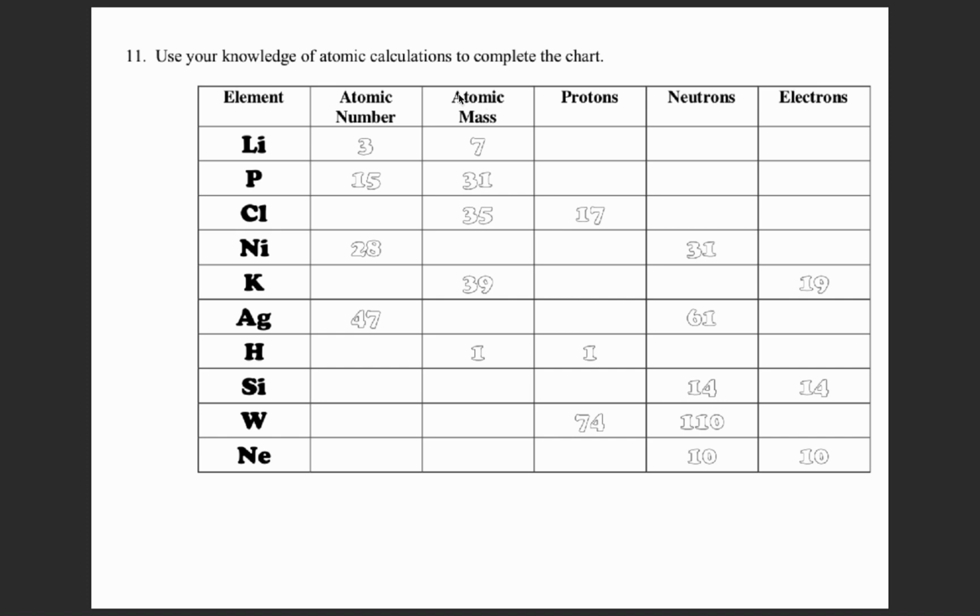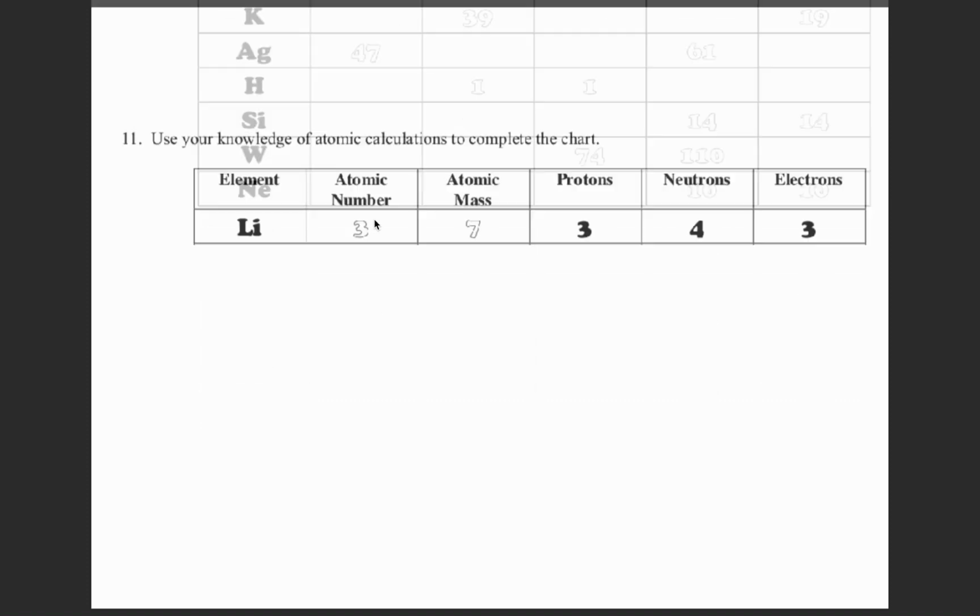All right, and so now to find my number of neutrons, that's my only one that should be left, I'm going to say 7 minus 3, and so my neutron number here will be 4. 7 minus 3, and that's 4. All right, let's try another one.